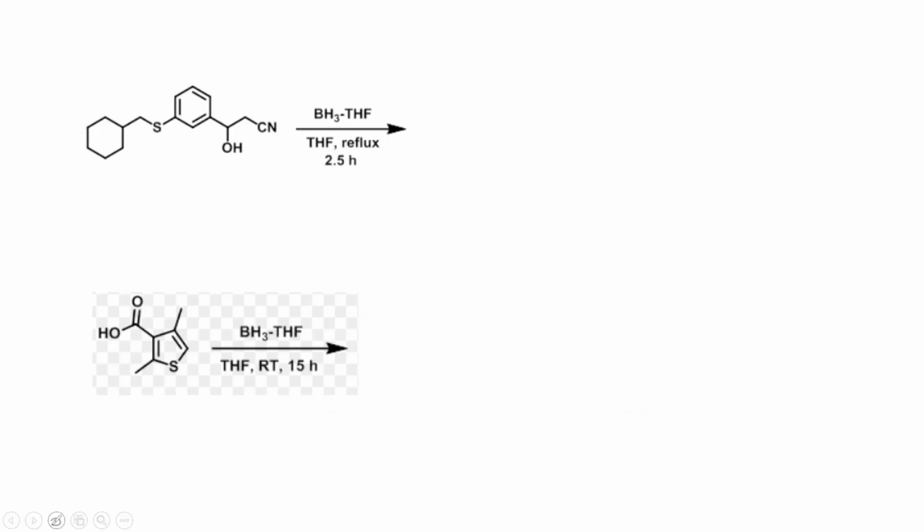So what will happen in this case? As there is no such acid group, but there is a CN group, the CN group will be reduced and give us this primary amine. The rest of the part will be the same, so I am not drawing it.